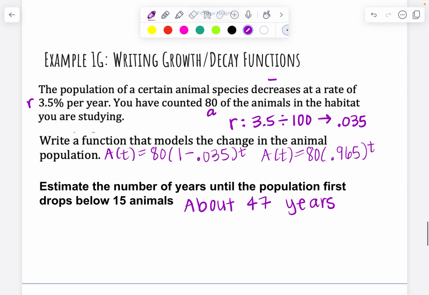All right, so the big things to remember: make sure with r that you divide it by 100 to get the actual value of r, and make sure that you're looking at keywords to determine whether the function is increasing, which is exponential growth, or decreasing, which is exponential decay.